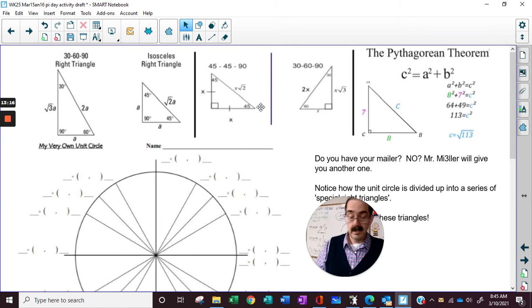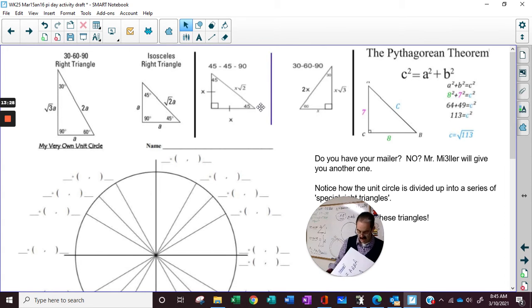The easy one, the 45, 45, 90. If you remember back when we did the area of a triangle, you guys remember area of a triangle? Remember we had this square here, and the area of a box is length times width, but we wanted the area of a triangle, so we cut it in half. Well, half of a box is a 45, 45, 90.